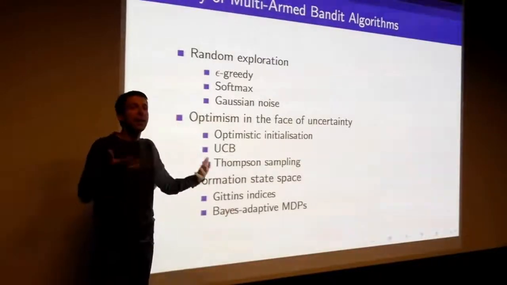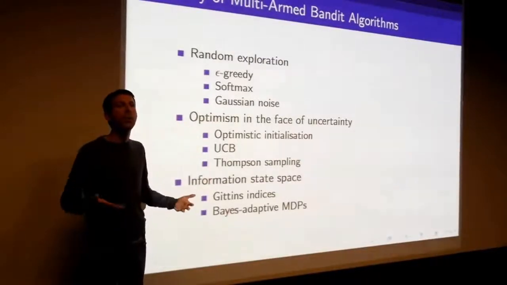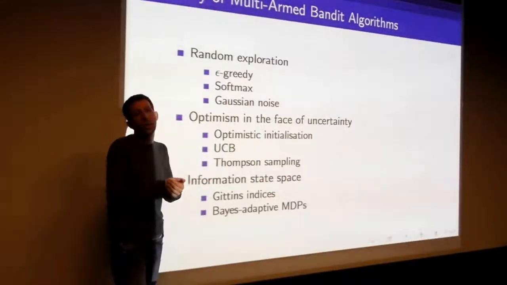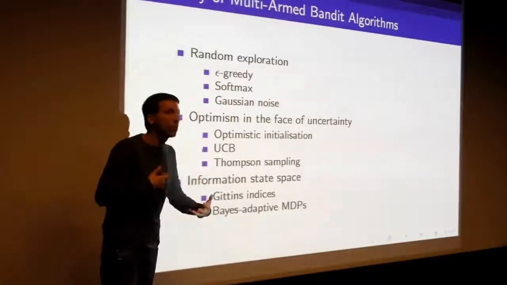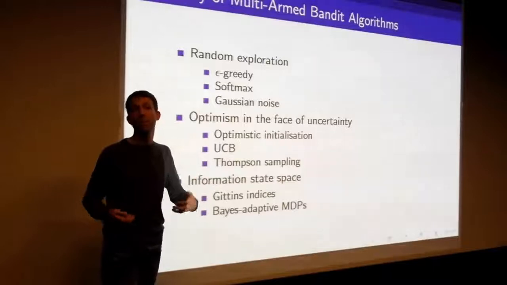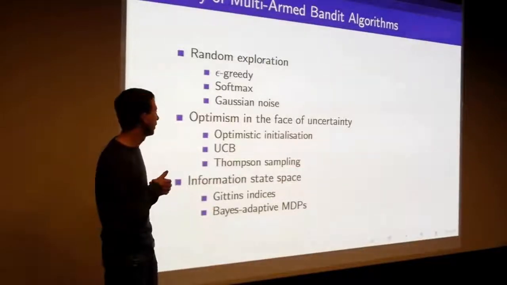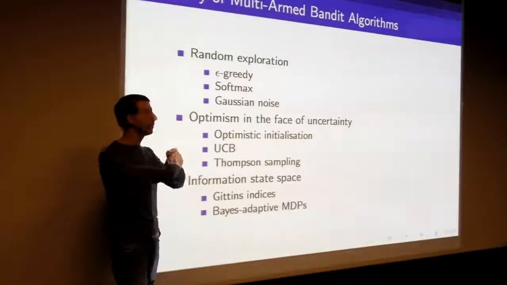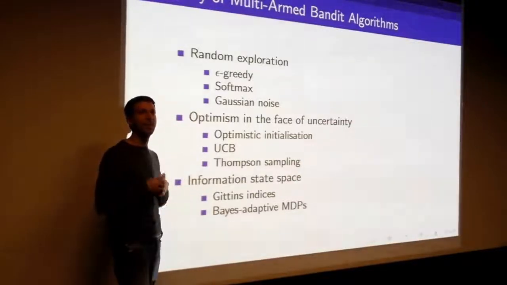You estimate how much you know or don't know about your value, and use that to guide you towards things that have the most potential to be good. So whenever you're not sure about something, try it more, because it might turn out to be a good idea. Can anyone think of a problem with that approach, by the way? What's a problem with the optimism in the face of uncertainty idea?